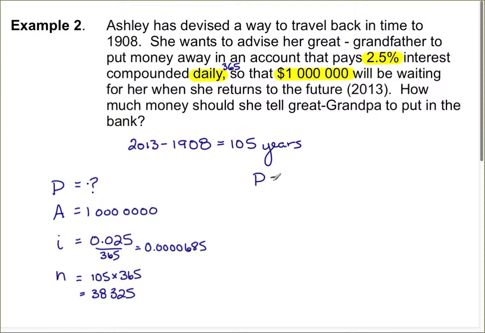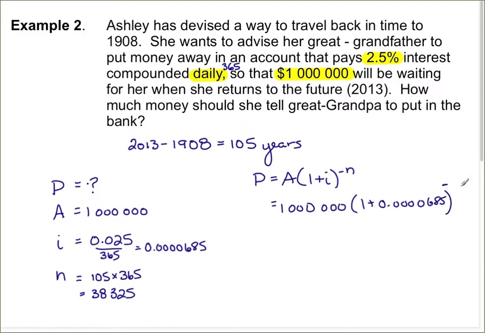So let's write our formula down. P equals A times (1 plus I) to the negative n. And our A is $1 million. Ooh, I've got more zeros than I need over there. Did anybody notice that? A million only has 6 zeros. Okay, $1 million. 1 plus I in this case is 1.0000685. And it's to the negative 38,325.